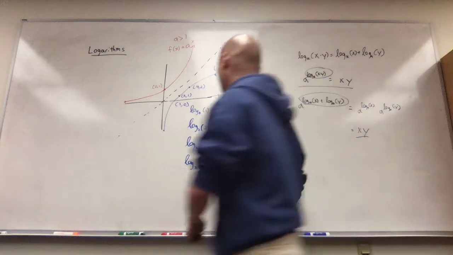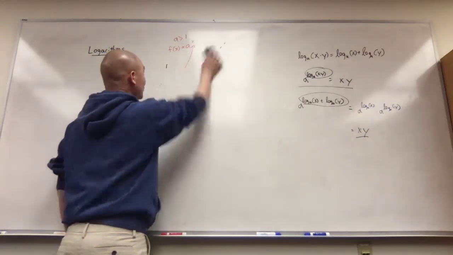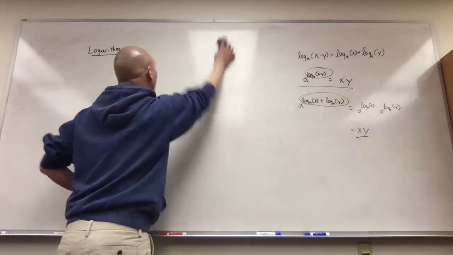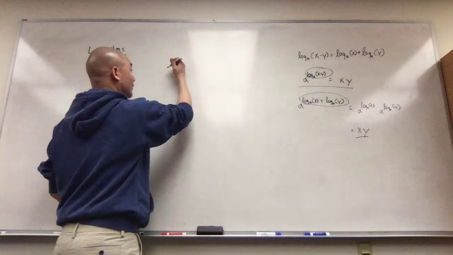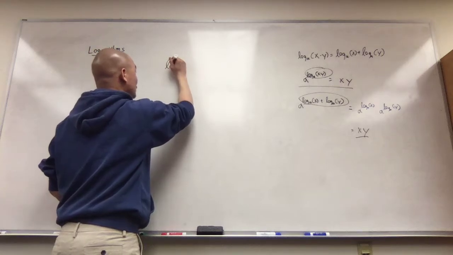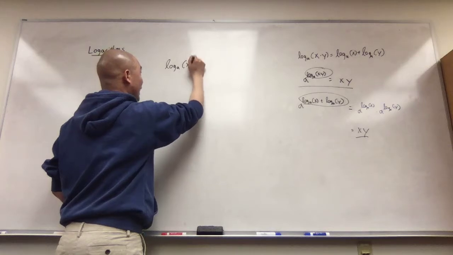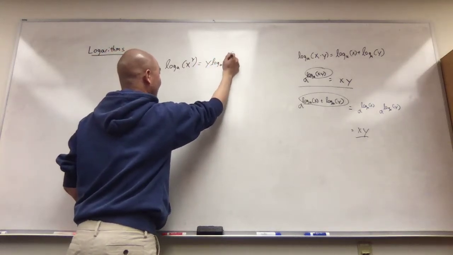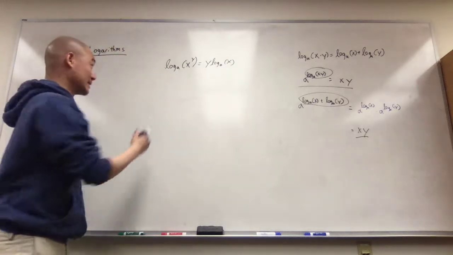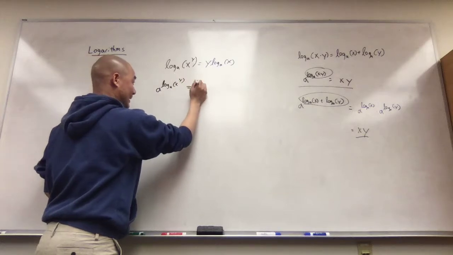There's a similar rule for products or for exponentials. So log base a of x to the y is equal to y log base a of x. And we can show this in the same way. A to the log base a of x to the y just gives me back x to the y.